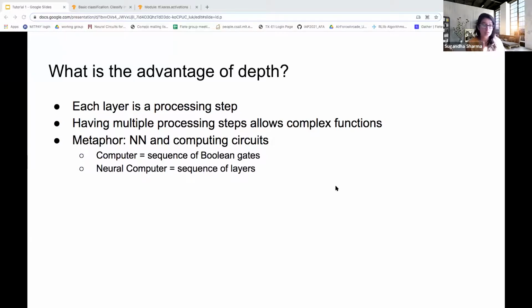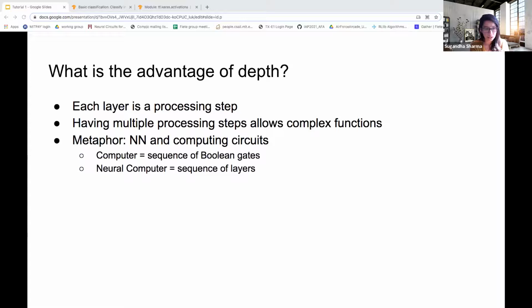We can draw a metaphor between neural networks and computing circuits. If someone has studied digital logic, then you know that we have simple Boolean functions like the AND gate, OR gate, NOT gate, and so on. If we combine them, we can come up with much more complex functions. Similarly, we can think of a deep net as a neural computer where a single layer helps us implement a very simple function, but a sequence of layers adds more complexity and allows us to implement even more complex functions.